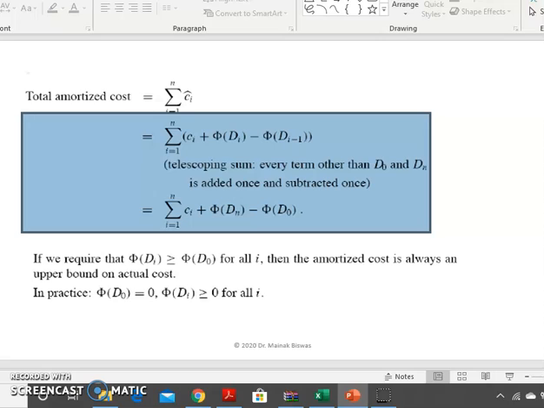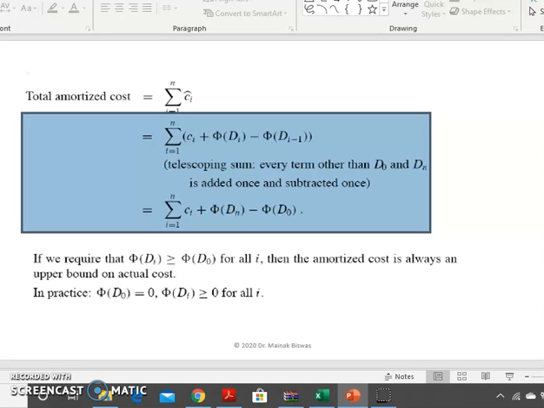So how does it work? If you are finding the total amortized cost, it is the summation from i equal to 1 to n. We are summing up the actual cost plus phi of Di minus phi of Di minus 1. Now if we are counting from i equal to 1 to n, what happens? We get phi Dn minus phi Dn minus 1, then the next term is Cn minus 1 plus phi Dn minus 1 minus phi Dn minus 2. So the previous minus phi Dn minus 1 and this plus phi Dn minus 1 get cut off. So only the final values are left, that is Dn and D0.